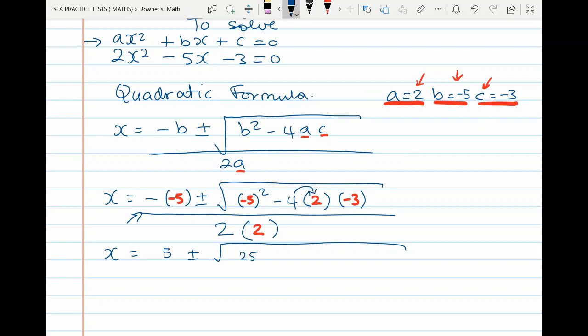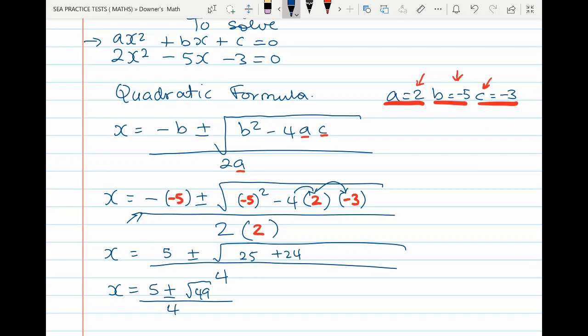Minus 4 by 2 is minus 8. Minus 8 by minus 3 is plus 24. And that's going to be all over 2 times 2 at the bottom, which is going to give us 4 at the bottom. Of course, it's all over, so it's very important to have that all over sign. Then X therefore is going to be 5 plus or minus the square root of 25 plus 24, which is the square root of 49, and that's all over 4 once again.